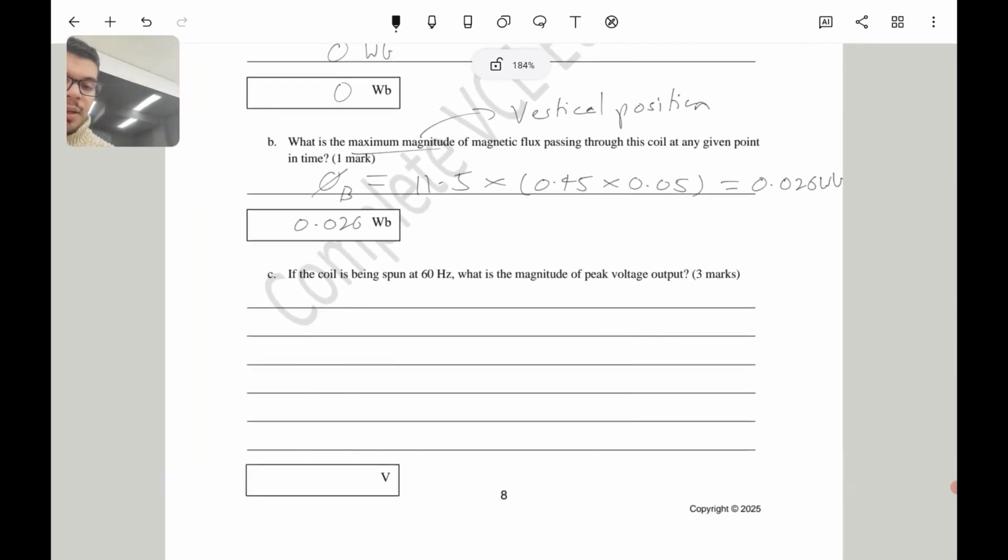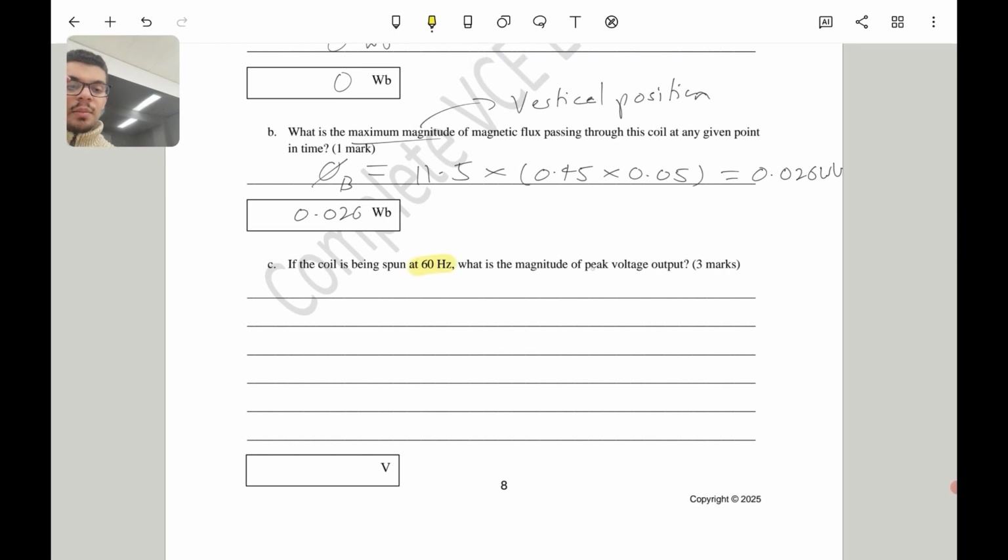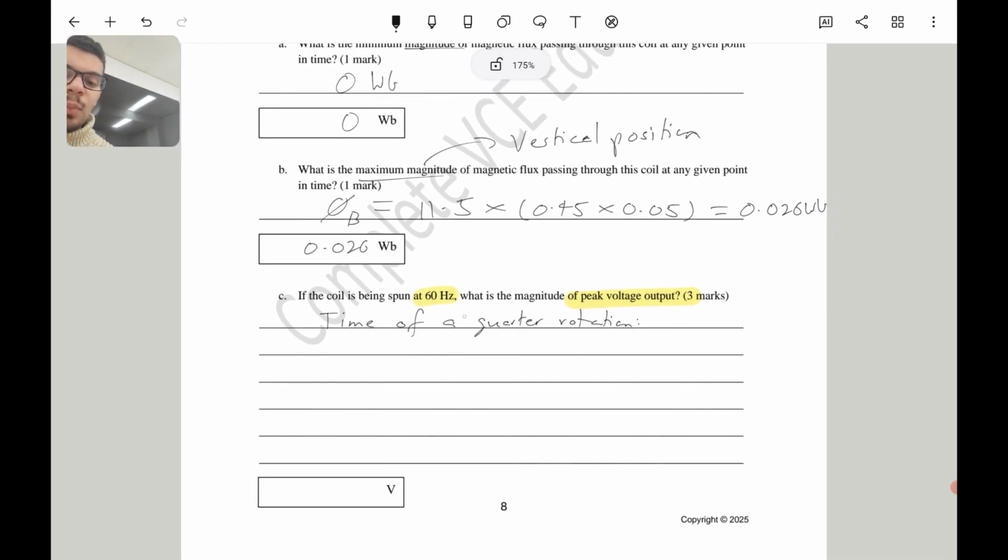C. If the coil is being spun at 60 Hertz, what is the magnitude of the peak voltage output? This is quite an interesting question. So for this particular question, guys, we have to figure out the frequency and use the frequency of the coil in order to obtain our time. Okay, that is the important thing. So first of all, let's figure out the time of a quarter rotation.